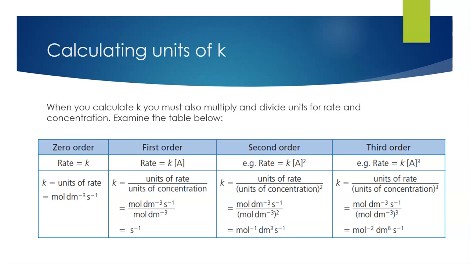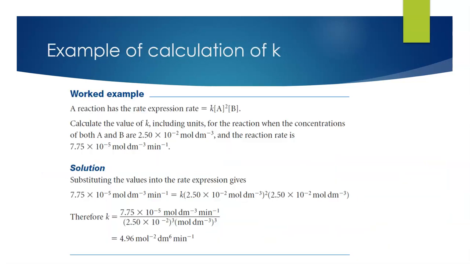Units of k are complicated, as I mentioned before. When you calculate k, you need to multiply and divide the units for rate and concentration. In all honesty, unless you're particularly comfortable with working out units, I would recommend memorizing these units for your first, second, third order reactions and your zero order for values of k. So just finishing out this very long video with an example calculation of k.